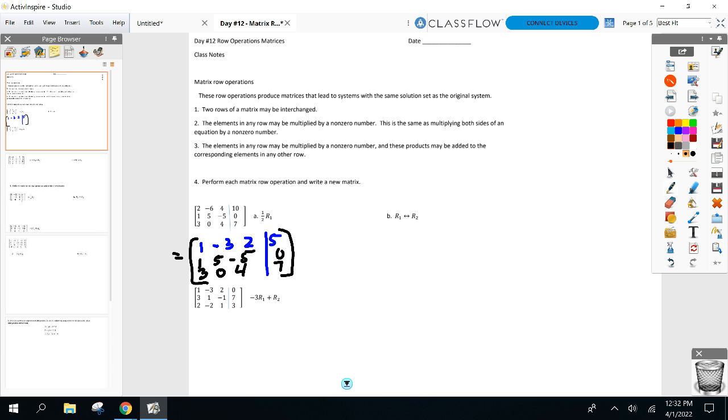Let's keep going. What do you think B is asking me to do? Switch row 1 with row 2. What about row 3? Nothing. Good, good, nothing. So just switch row 1 and row 2. So far you've seen 2 things I can do to a matrix. Number 3 is coming up next.